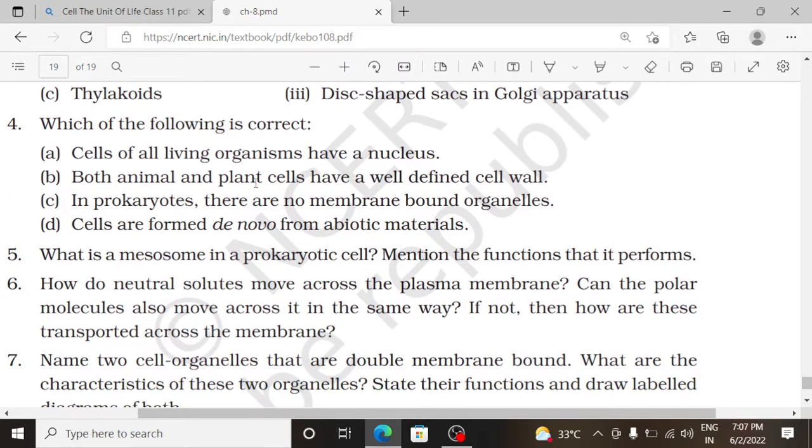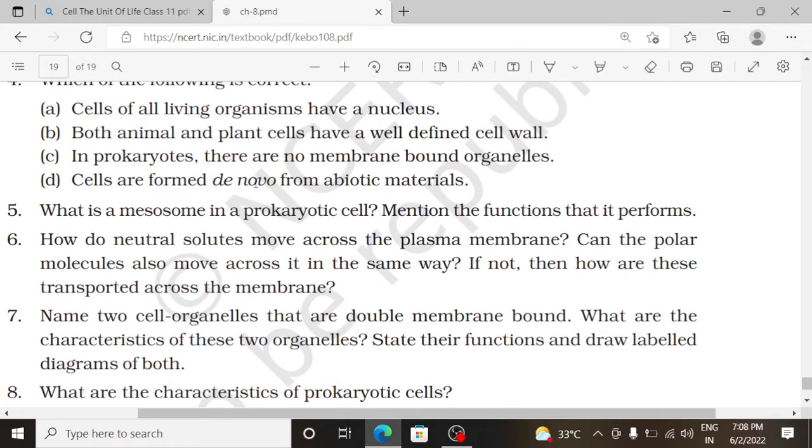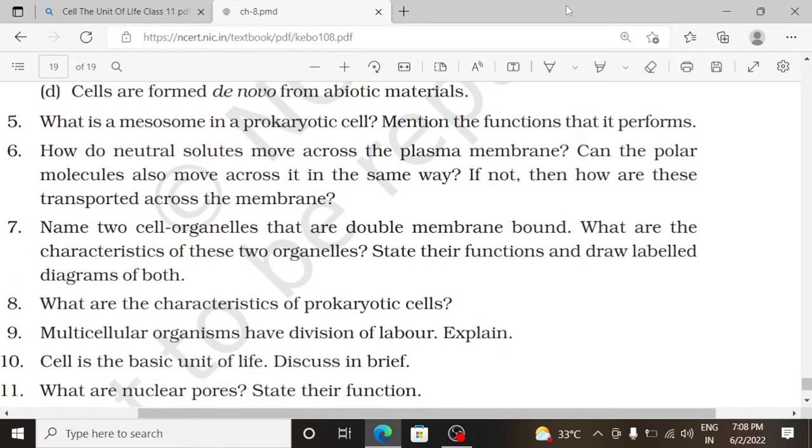Which of the following is correct? First, cells of all living organisms have a nucleus. Second, both animal and plant cells have a well-defined cell wall. Third, in prokaryotes there are no membrane-bound organelles. And fourth, cells are formed de novo from abiotic materials. Fifth, what is mesosome in a prokaryotic cell? Mention the functions that it performs.